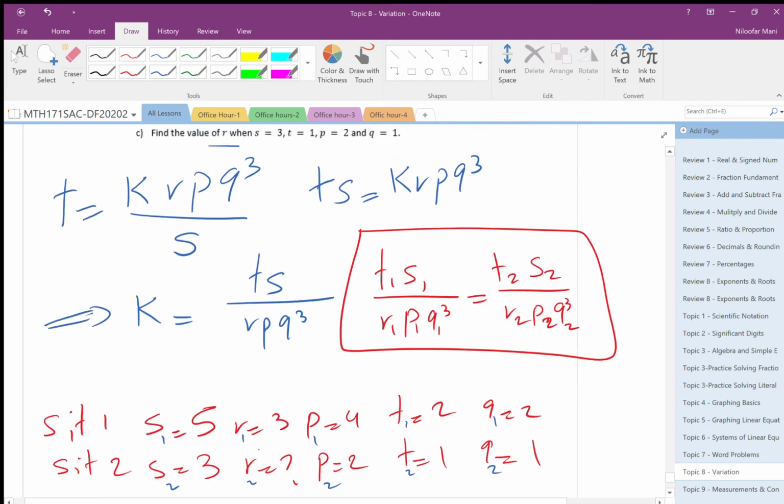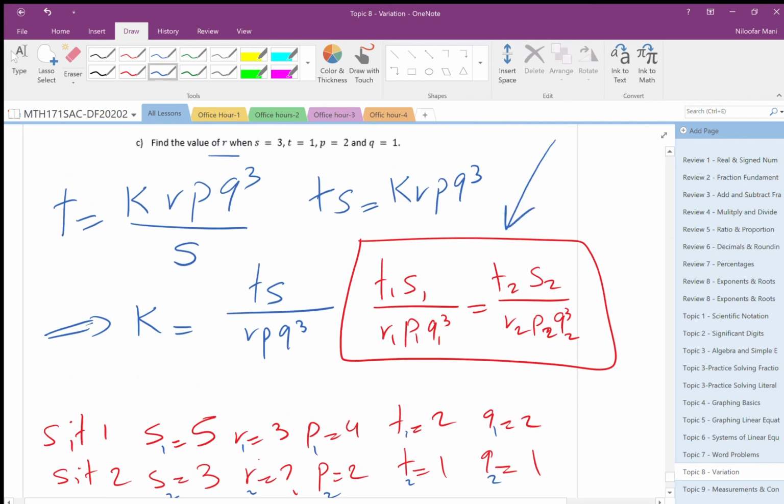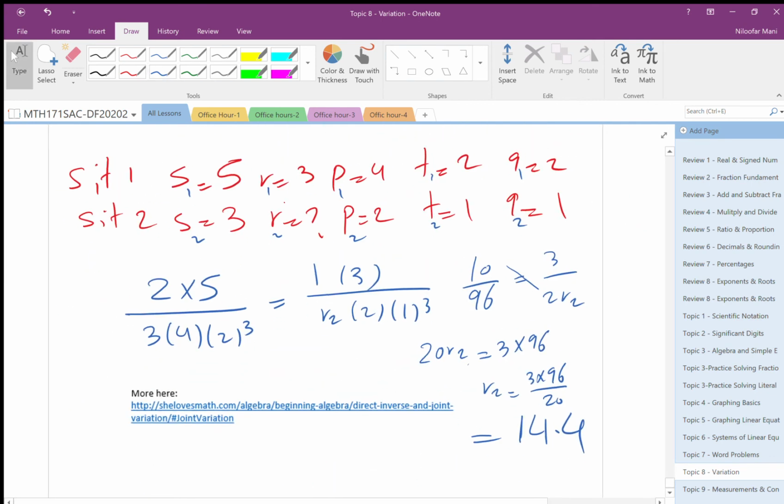I wanted to show you that if I have many variables, they are all changing with each other, it doesn't matter. When I find K, then I can find a formula for two situations, and then I can find the answer.